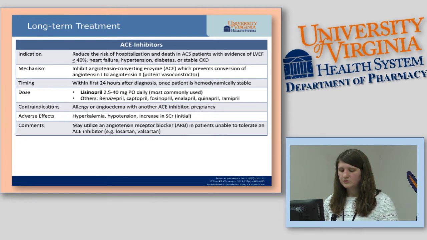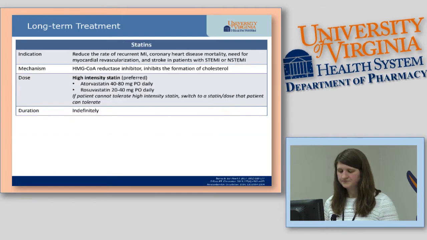And some patients may not be able to tolerate an ACE inhibitor, so you could use an alternative known as an angiotensin receptor blocker, or an ARB, which works in a similar way, inhibits the formation of angiotensin 2. And common examples of those are losartan and valsartan.